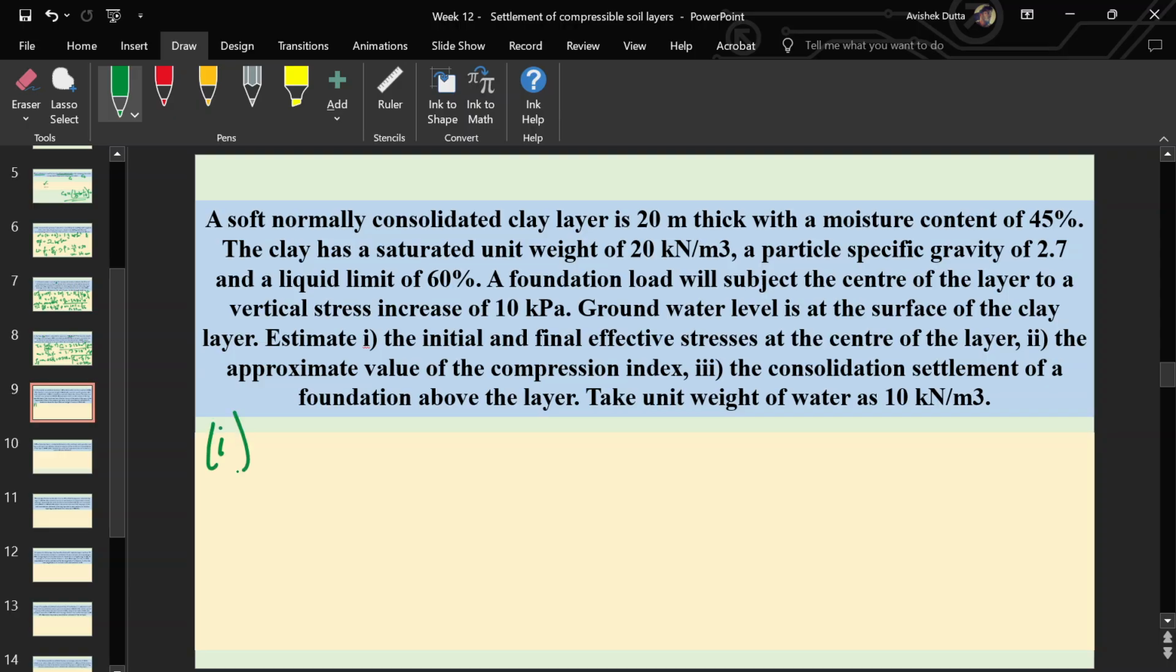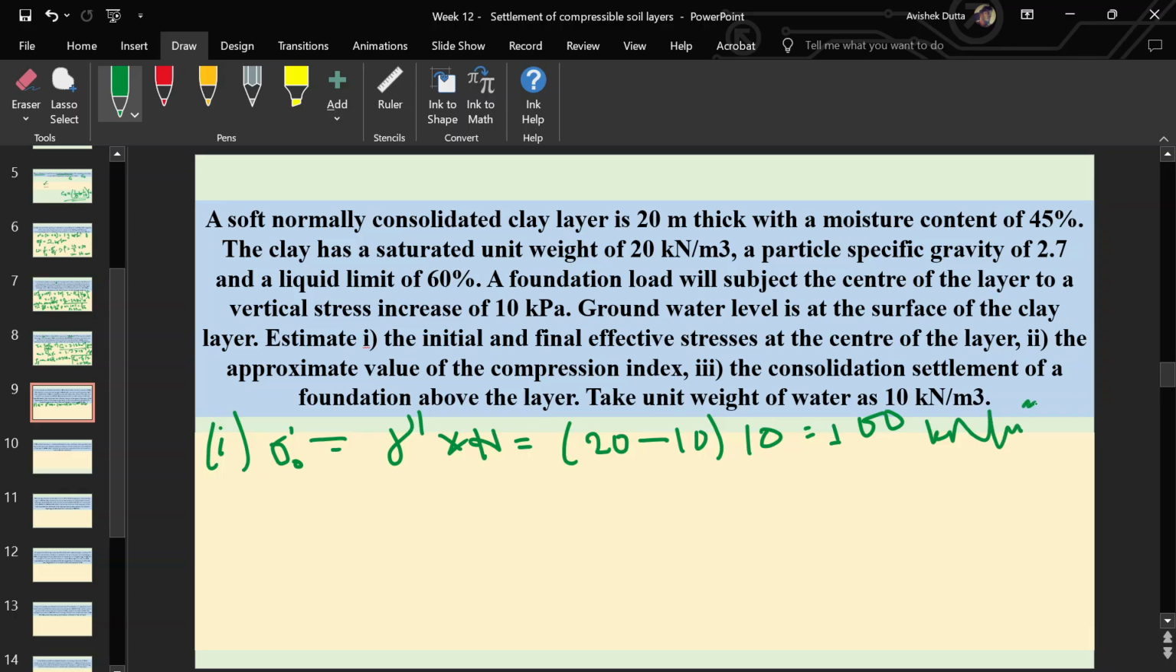So the first case, finding out the initial and final effective stress. Initial effective stress equals how much? Gamma submerged into H. Gamma submerged means gamma sat minus gamma W, into H at the center of the clay layer, that is half of the thickness, that is 10. So it is 100 kilonewton per meter square.